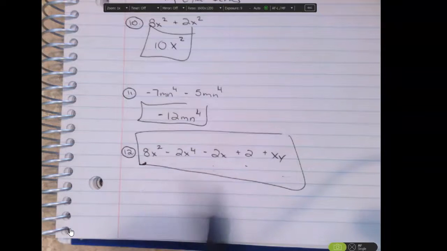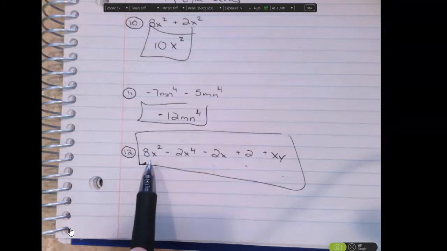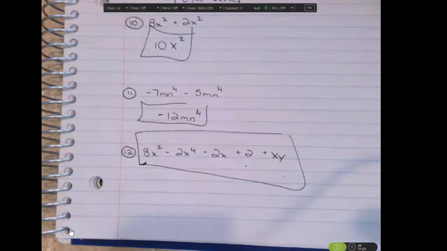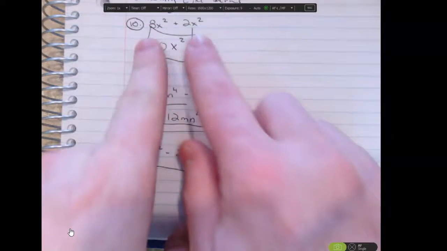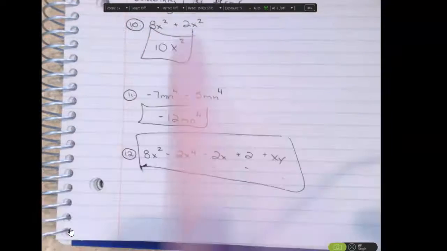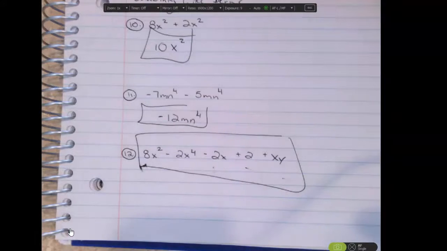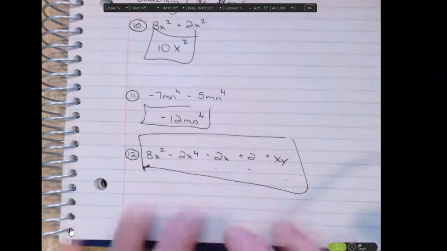Red and blue do not match. They're not on the same team. They're in different jerseys. One was x squared, the other was x to the fourth. They're not on the same team. Think about them that way. Think about what's on the same team. Like up here on number 10, both of these have an x squared. They would have been on the same team because they both have the same ending with that x squared. So you've really got to focus when you're combining like terms here, all right?